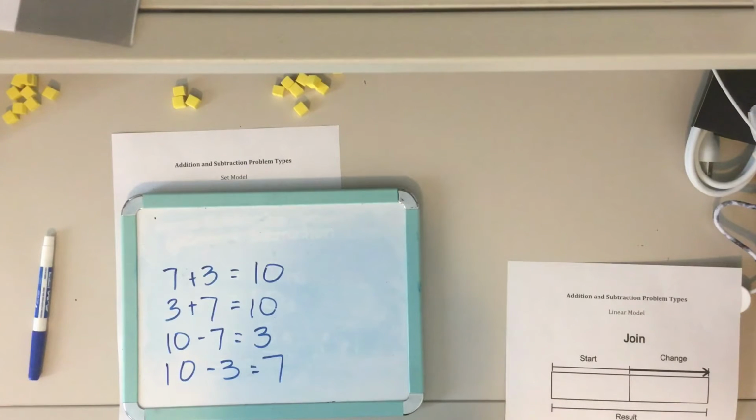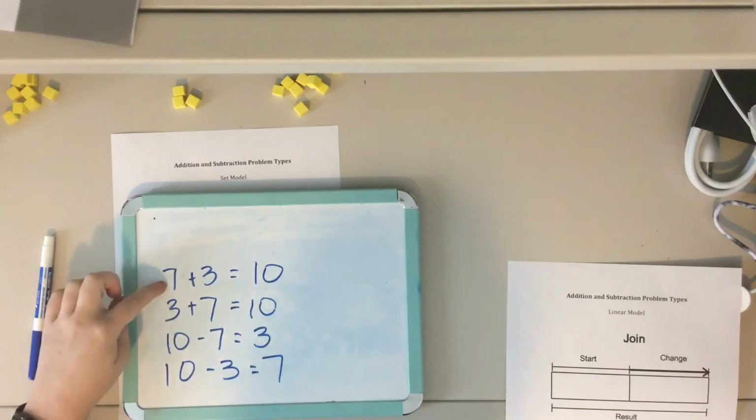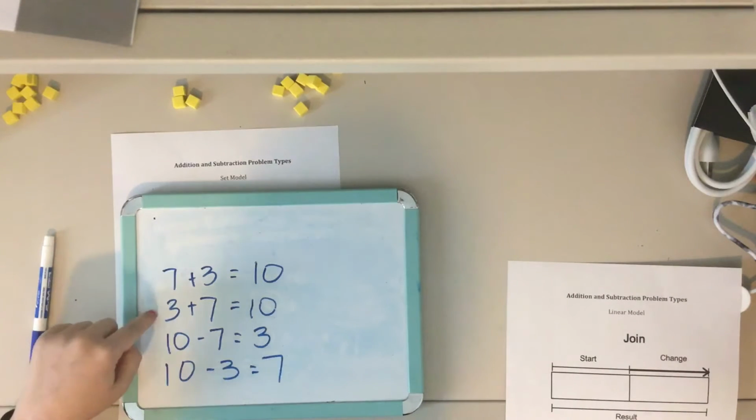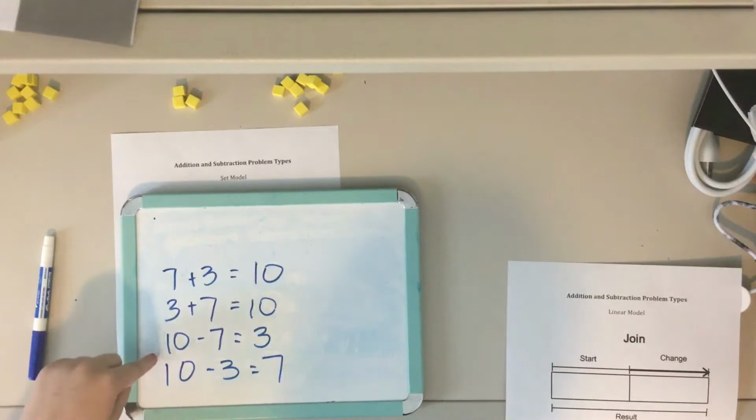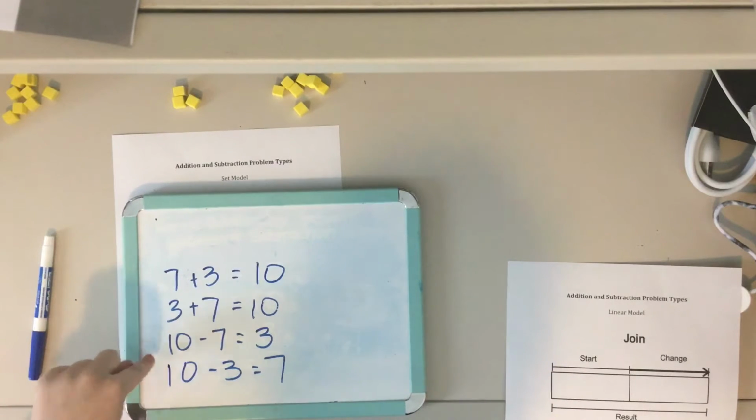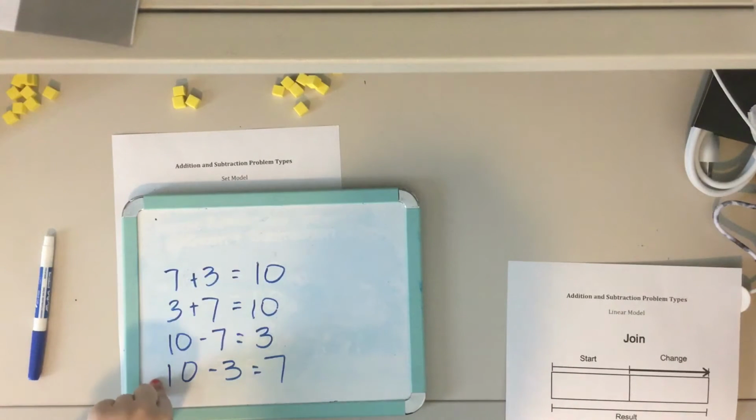The operations of addition and subtraction undo each other, which makes them inverse. For example, 7 plus 3 equals 10. 3 plus 7 equals 10. 10 minus 7 gives you 3. And 10 minus 3 equals 7.